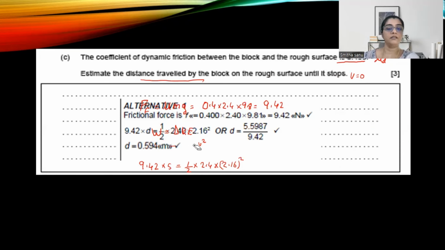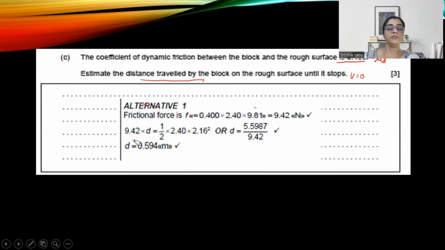You can see here the solution. This is the actual marking scheme. We have done exactly, and we can prove that the distance covered before it has stopped is 0.594 meters.